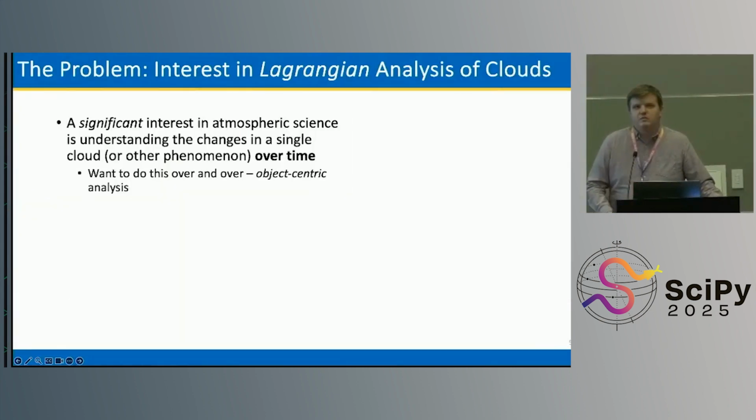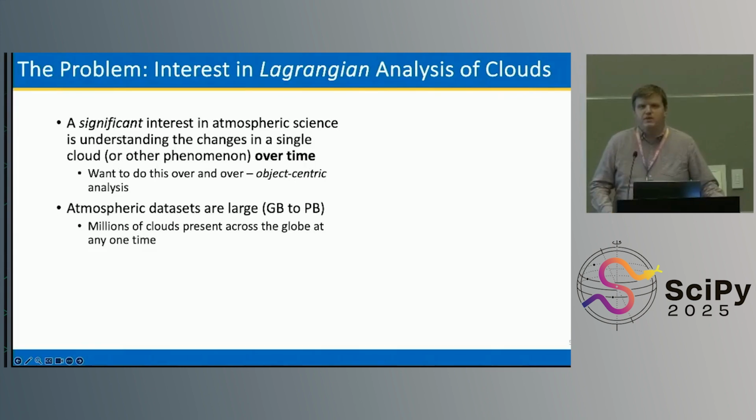So as I mentioned, this has been of significant interest to the community for a long time, understanding how a single cloud changes over time. We call this a Lagrangian analysis, object-based analysis. We're taking a single cloud, we're studying it in its entire lifetime. We want to do this over and over and over again.